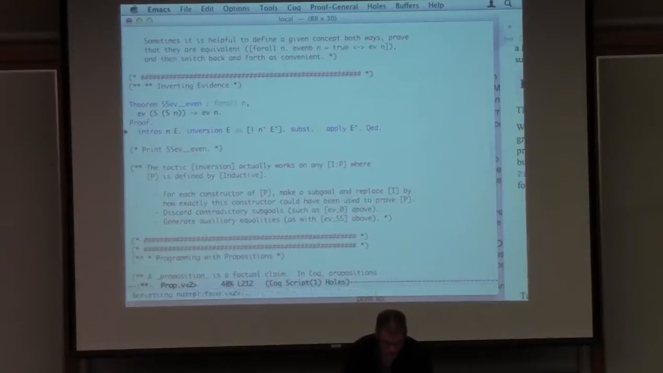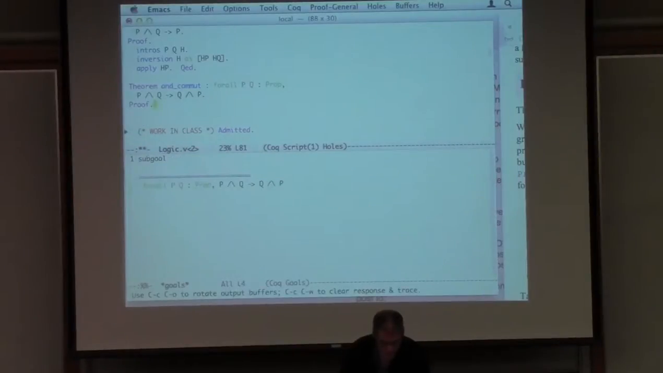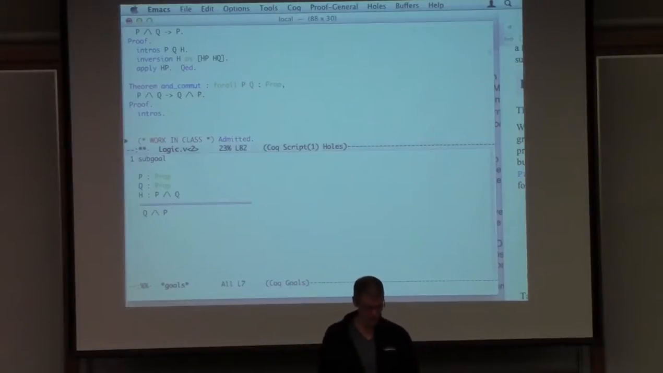So let's show that and is commutative. And let's do it together. So how shall we start? Intros, good way to start almost anything. Okay, so we have propositions P and Q, and we have the hypothesis that P and Q holds.